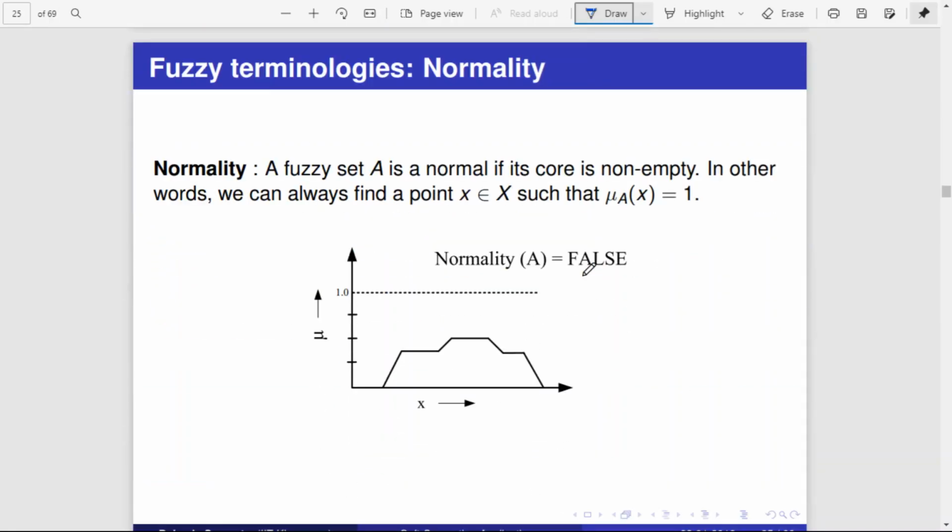Next, normality. What is meant by normality? A fuzzy set A is called normal if its core is not empty. A fuzzy set A is normal if its core is not empty.